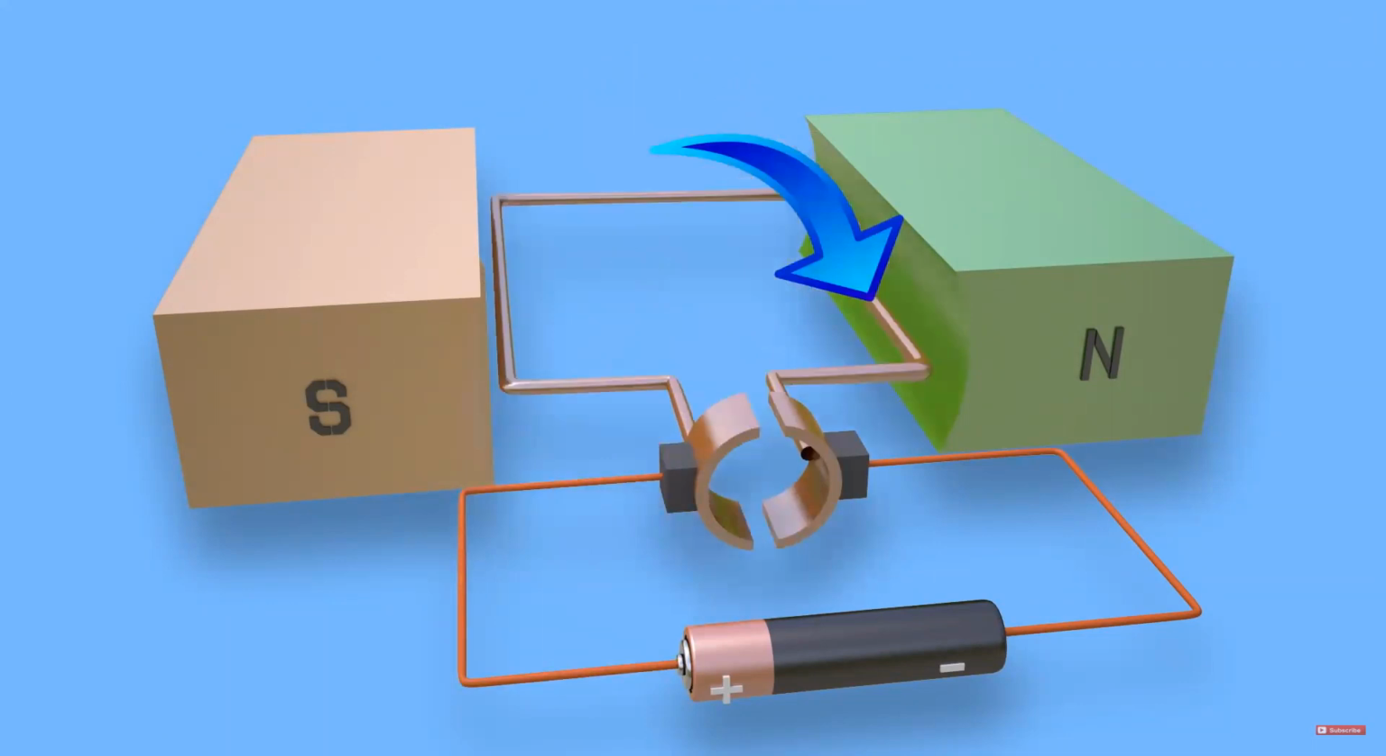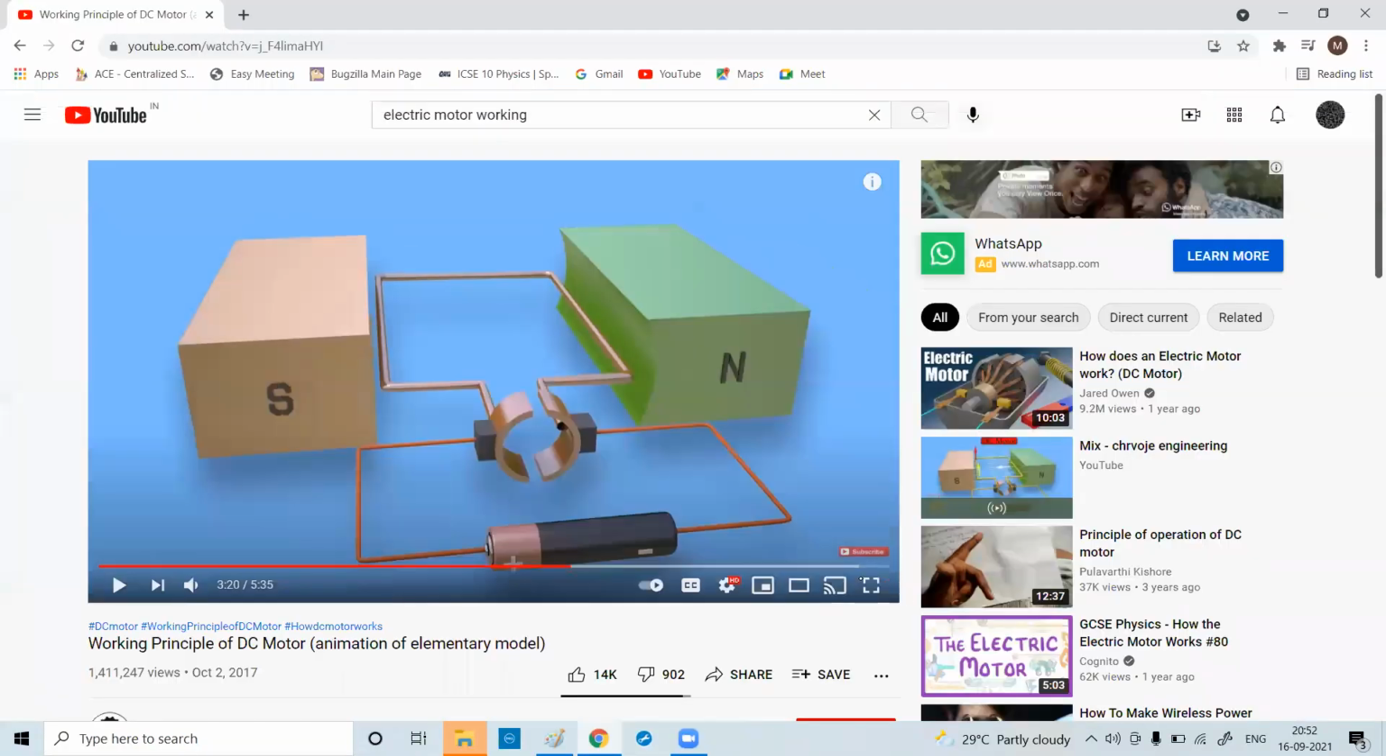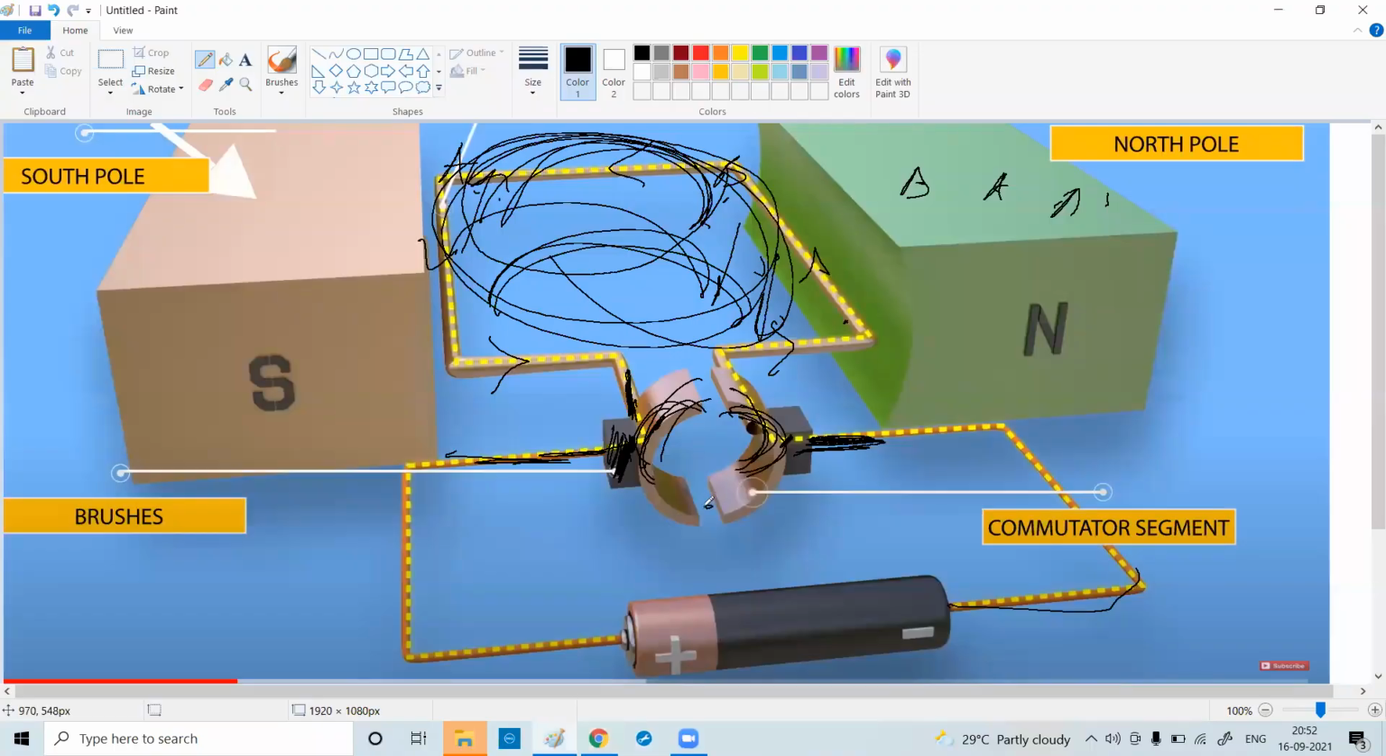Hence, there is no force acting on the conductor due to moment of inertia. The turn continues to rotate. What did you see? Can you see some gap here? Guys, can you see some gap here?